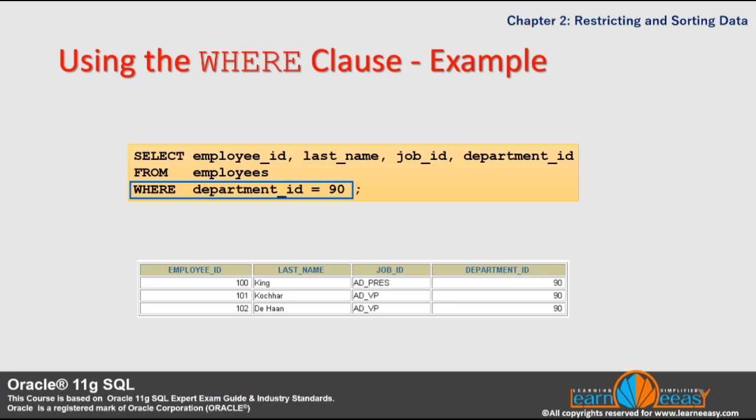Using the where clause, examples. Select employee_id, last_name, job_id, department_id from employees where department_id = 90. In this example, the select statement retrieves the employee ID, name, job ID, and department number of all employees who are in department 90.